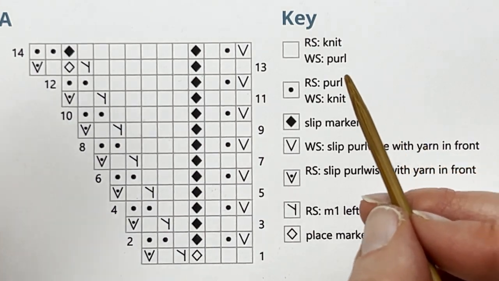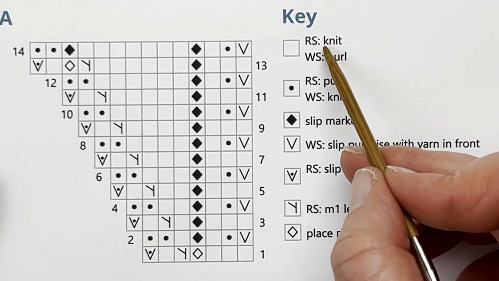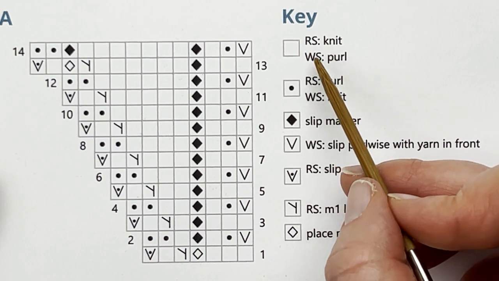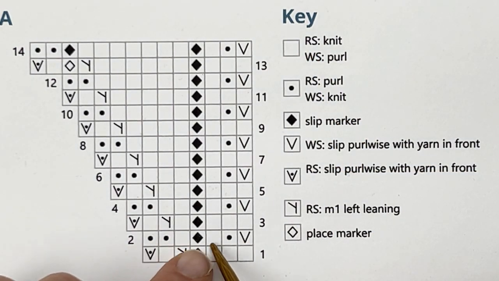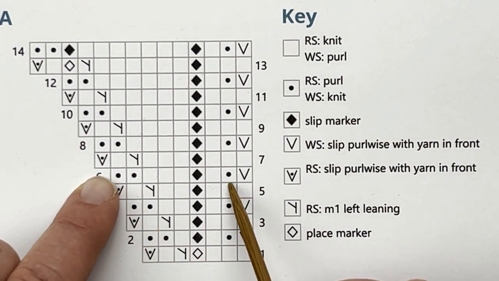The easy way to think about this is that you're working the back side of your work on these even rows, right?